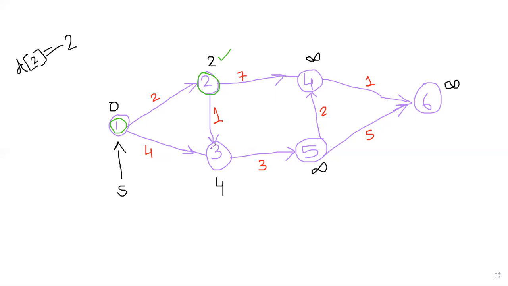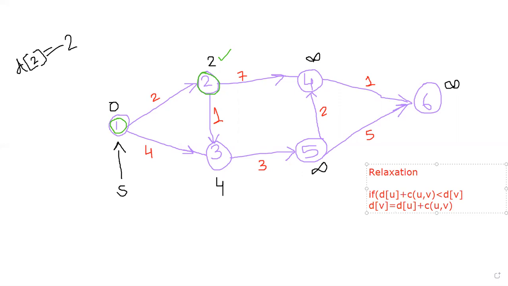So here you have a direct path from 2 to 3. Let us calculate d of u plus c of u comma v. Here u is 2, v is 3. What is the relaxation formula? Relaxation, that is, if d of u plus cost of u comma v is less than d of v, then you have to update the value of d of v, which equals d of u plus c of u comma v.